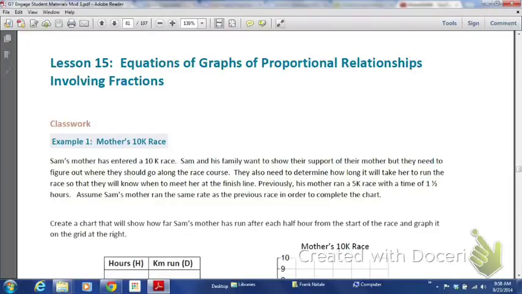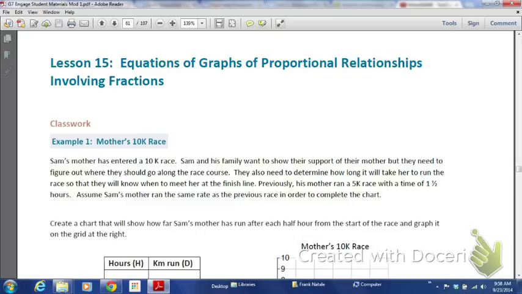Welcome to Lesson 15, Equations of Graphs of Proportional Relationships Involving Fractions. This is the last lesson in Topic C. Topic D will begin after this, starting with Lesson 16, and it will go on to ratios of scale drawings. Okay, this right here is our last lesson in Topic C.